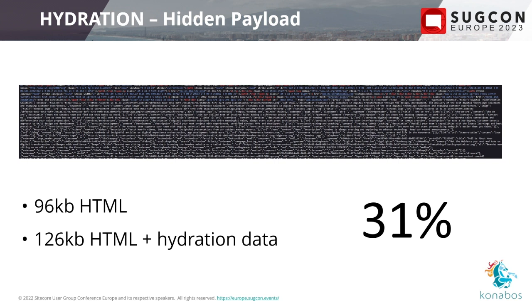It's like 31% of the download. And this is where you need to really think about. This wasn't even a complicated page. This is like the Conaboss homepage. It's not a big page. It's got some text, some logos on it, a few CTAs. But somehow we ended up with quite a lot of additional data.